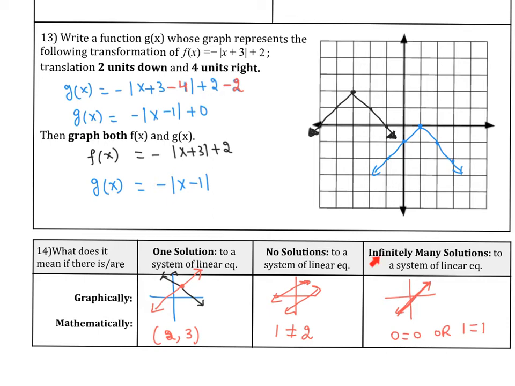Graphically, infinite many solutions means that you have just one line, and mathematically, anytime you get the situation with the left side equals to the right side, so 0 equals 0 or 1 equals 1 or 2 equals 2, that is the situation when you're going to have infinite many solutions.